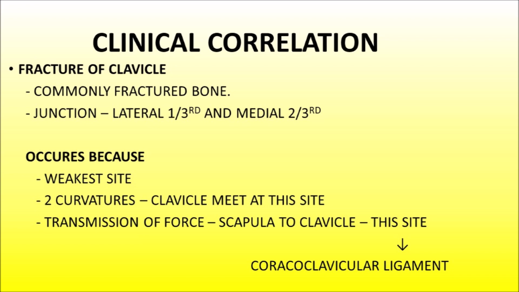The fracture at this junction occurs because this is the weakest site and 2 curvatures of the clavicle meet at this site. The transmission of forces due to the impact from the scapula to the clavicle occur at this site through the coracoclavicular ligament.